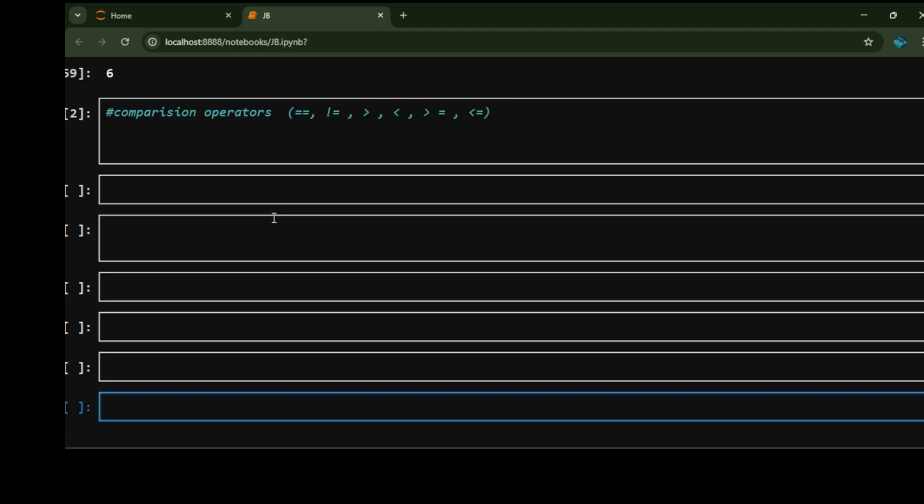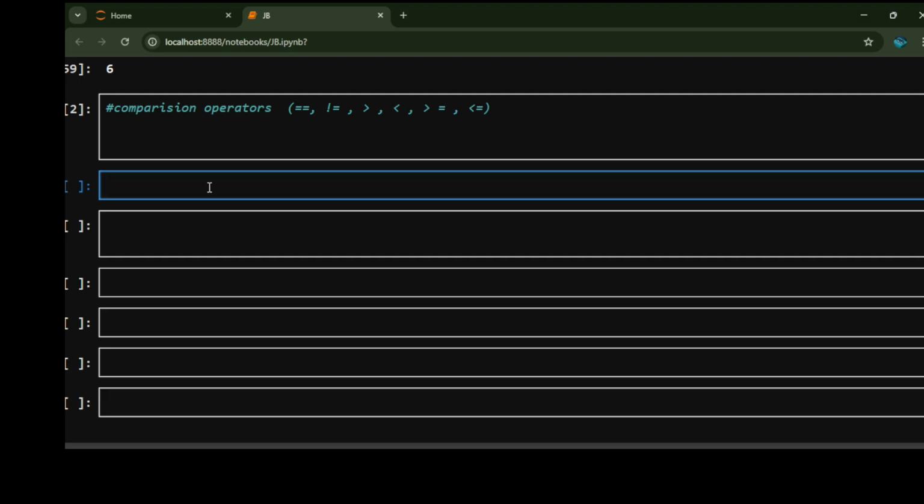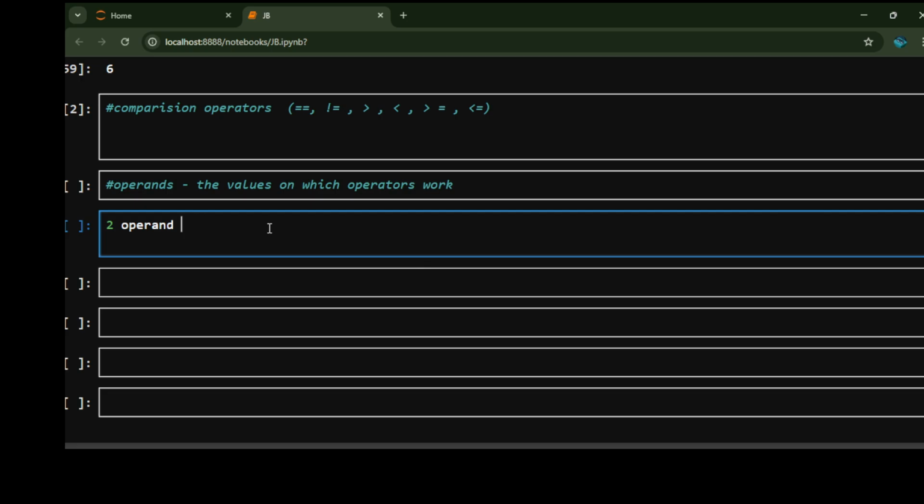Comparison operators work on two values. Those values are called operands. Operands are basically the values on which operators work. So we have to take two operands and an operator. This will give us an output.